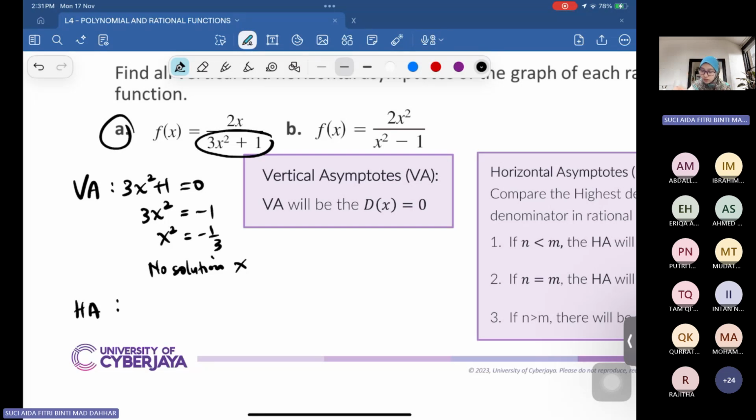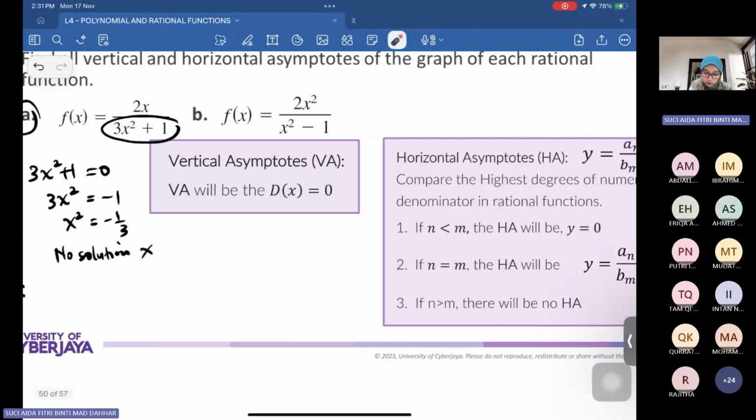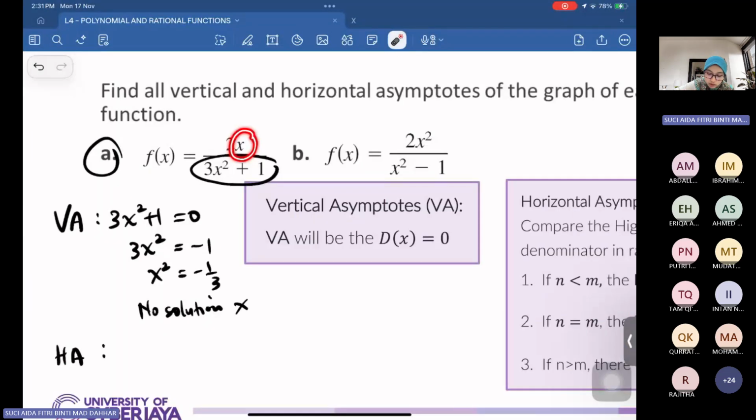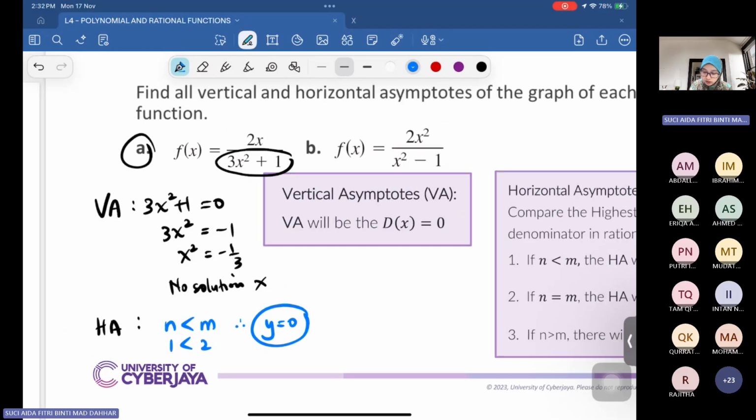How do you get horizontal asymptote? By considering these three cases. Okay, which one is this? The power on the top is power 1 and the power in the bottom is power 2. So it's lesser than. So it's the first case, when the power on the numerator is lesser than the power in the denominator. Okay, 1 is less than 2. So your horizontal asymptote is at y equals 0. It's on the x-axis. Okay, that is for question A.